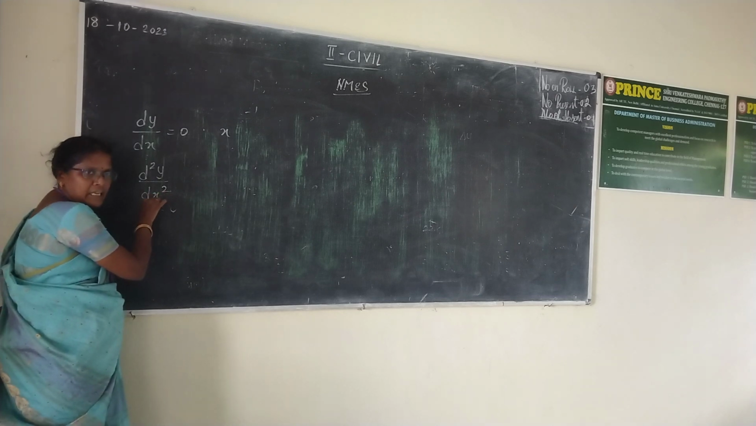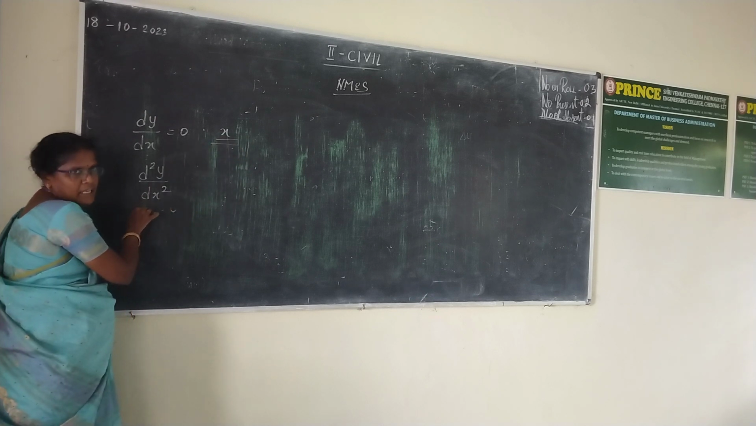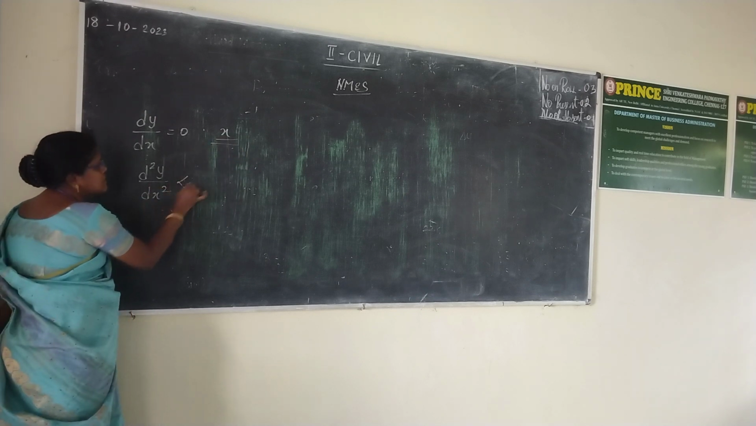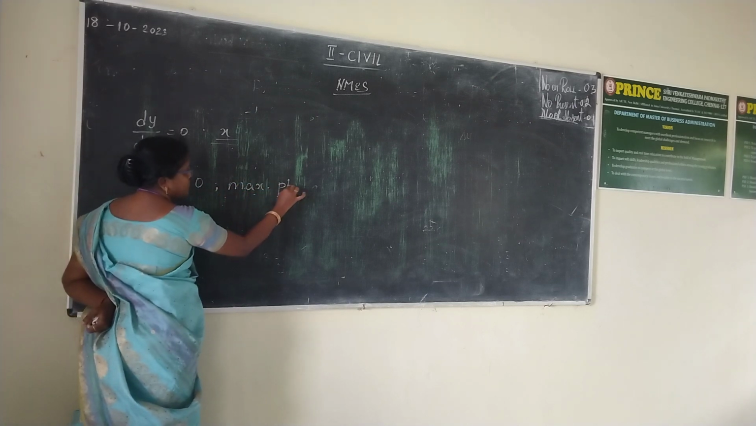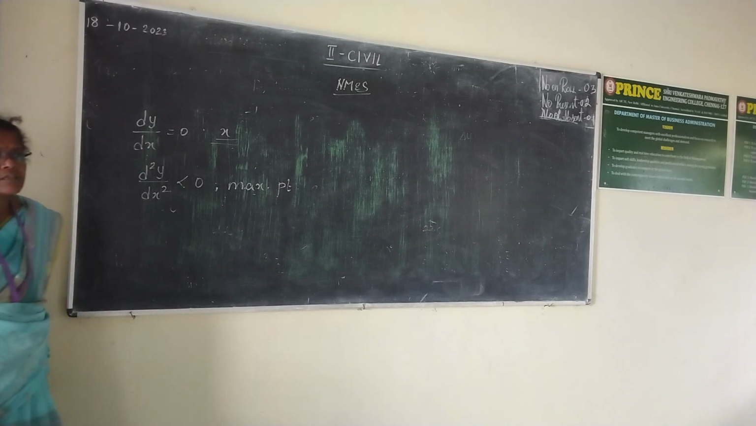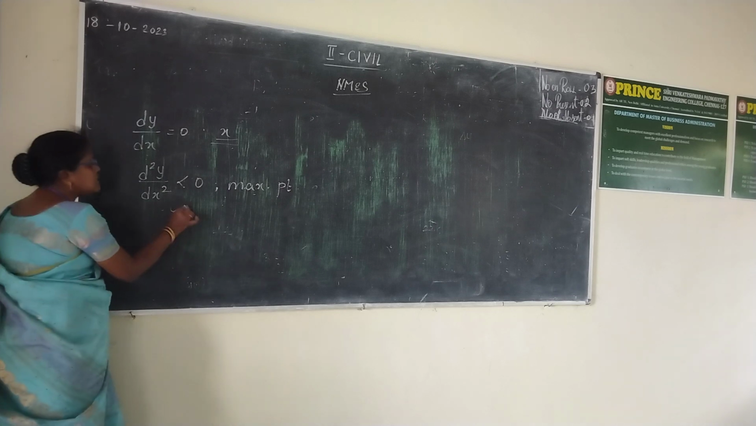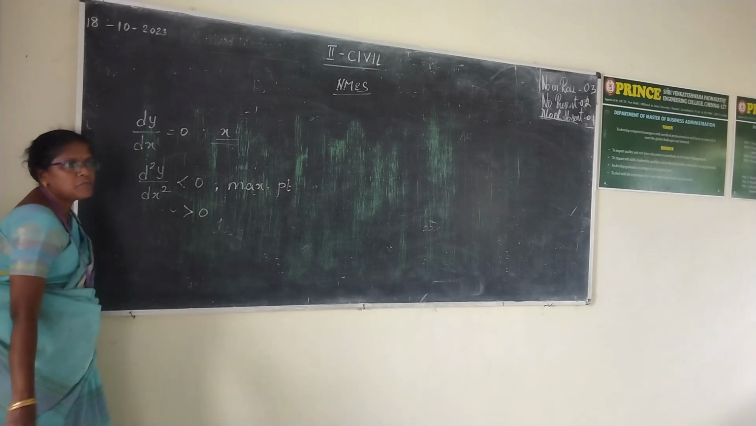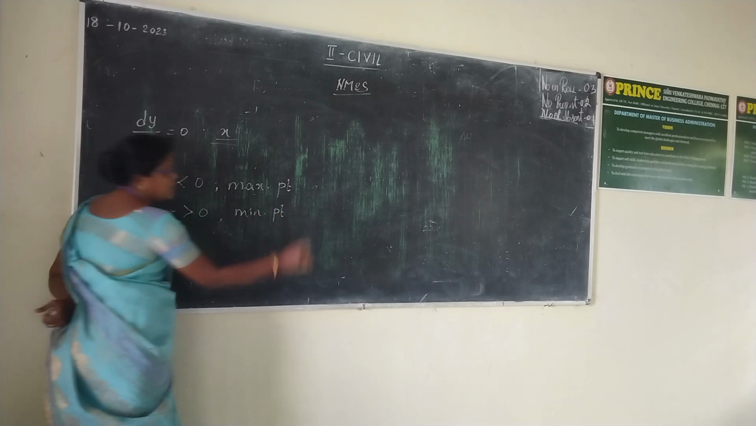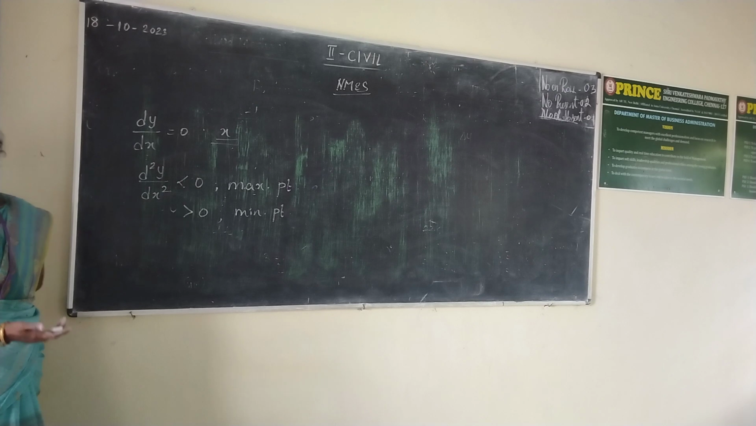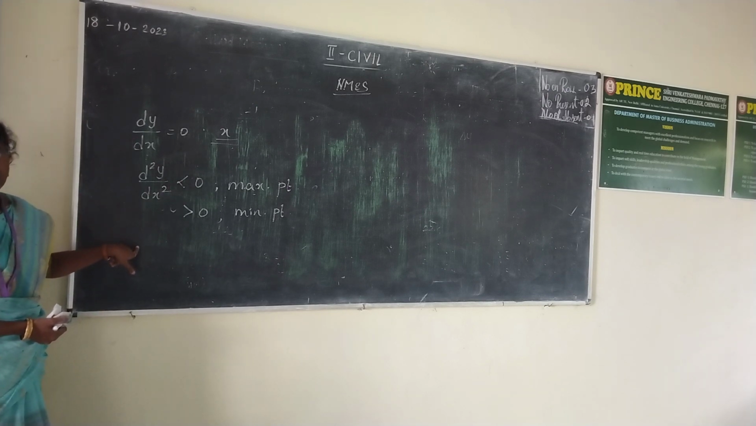Then you have to find the second derivative. Whatever values you have found, substitute them in the second derivative. If the second derivative answer is less than 0, a negative value, then the corresponding point is a maximum point. If the answer is greater than 0, a positive value, then it will be a minimum point. So this is one of the applications of derivatives. We are going to discuss one problem based on maxima and minima.